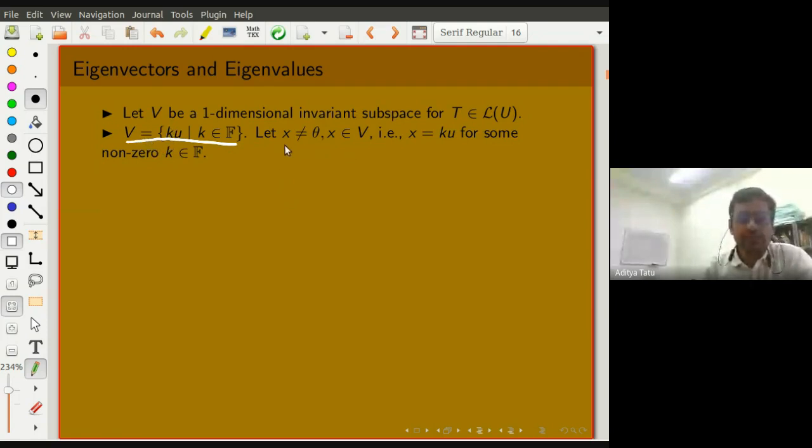Then let us pick any non-zero vector X from this one-dimensional invariant subspace. Since I'm picking a non-zero vector from V, I can write X as some scalar multiple of the basis U, and since X is non-zero and U is the basis, k surely is a non-zero scalar. Is that okay? Yes, sir. Okay, so then what can we say about Tx?